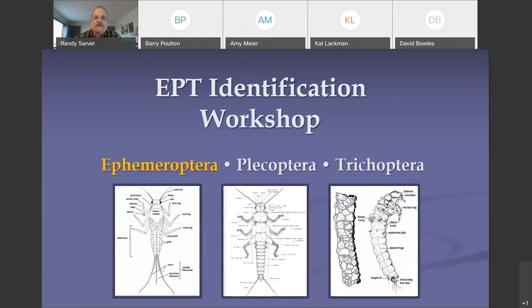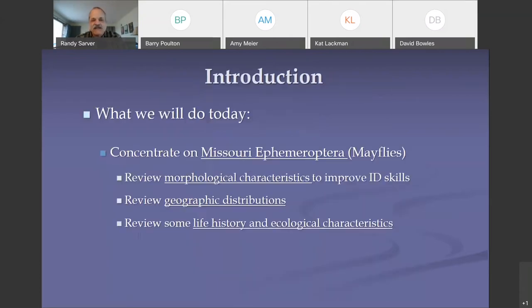As Amy said, we're doing a series of presentations identifying the EPT taxa. And if you're not familiar with what EPT means, that'd be Ephemeroptera, Plecoptera, and Trichoptera. This presentation is focused on Ephemeroptera. We're going to concentrate on Missouri Ephemeroptera, or Mayflies, common name. We're going to review some of the morphological characteristics to help improve ID skills.